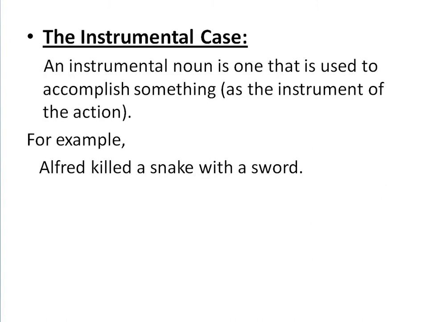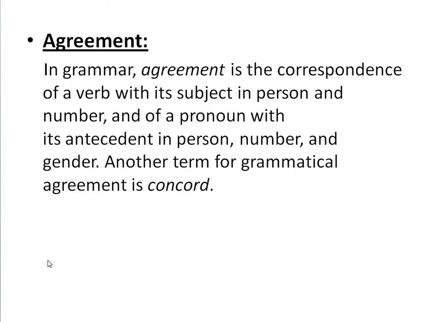So these are some cases in English grammar that you have studied: the subjective or the nominative case, the accusative or the objective case, the dative case, the genitive case, and we have studied the instrumental case. So now moving towards the concept of agreement. What is agreement in English grammar? In grammar, agreement is the correspondence of a word with its subject in person and number, and of a pronoun with its antecedent in person, number, and gender. Another term for grammatical agreement is concord.